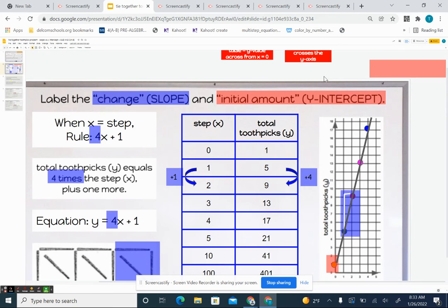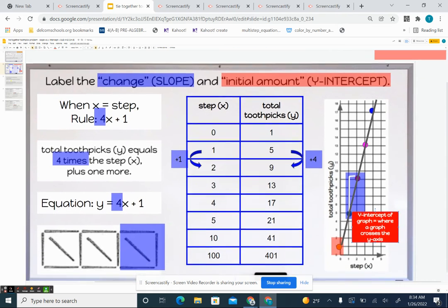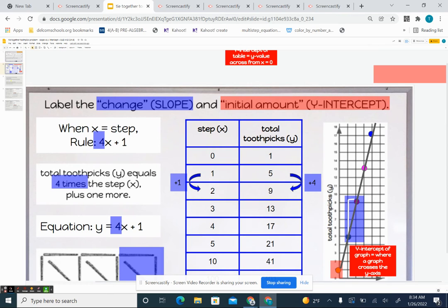And there's a special name for that. You can drag this big text box down. That's called a Y-intercept. Intercept means cross. The Y-intercept of a graph is where the y-axis is crossed. So that Y-intercept, where the graph crosses the y-axis, shows us the initial amount. The initial amount on a data table, look right here, step 0, 1 toothpick. That shows the initial amount at step 0.